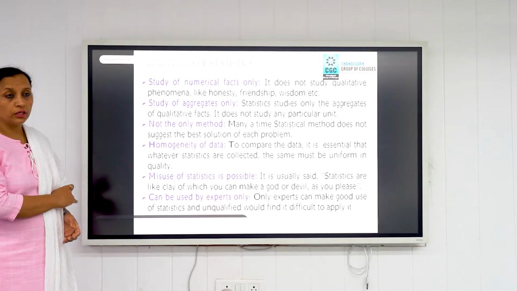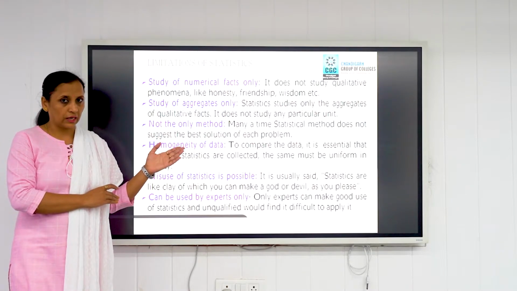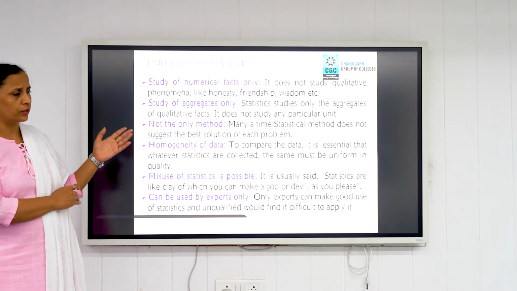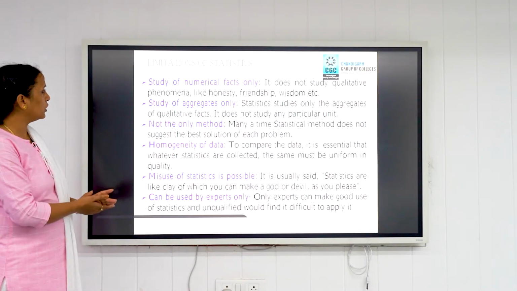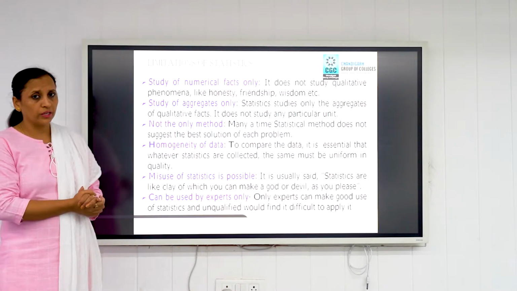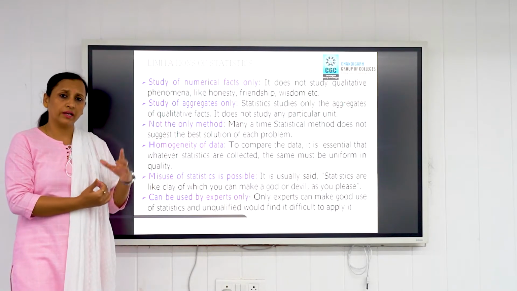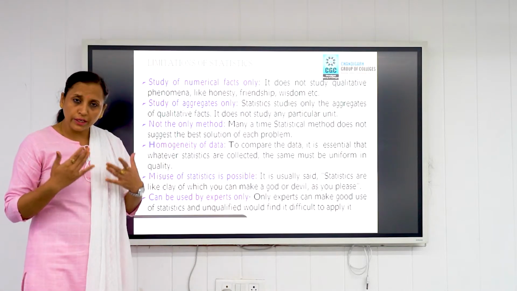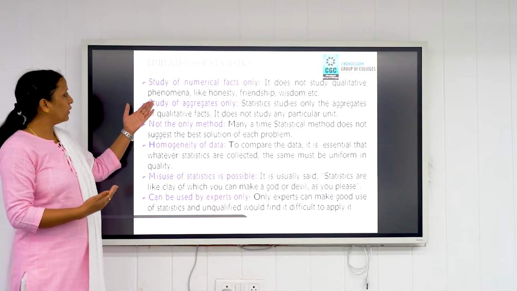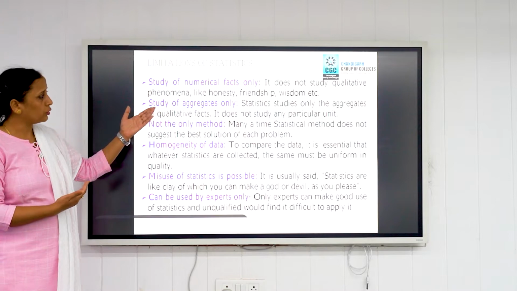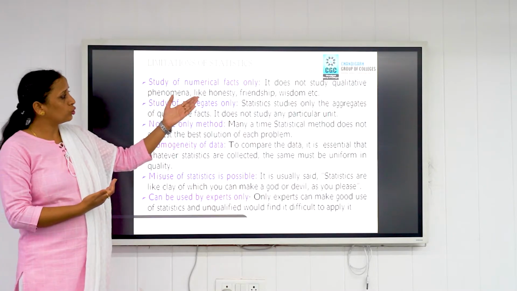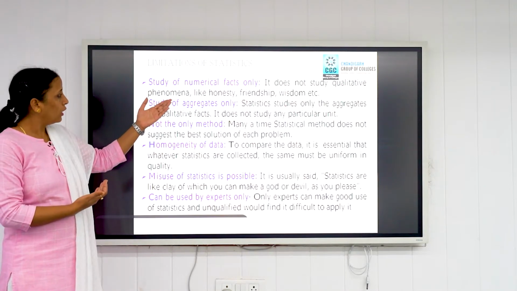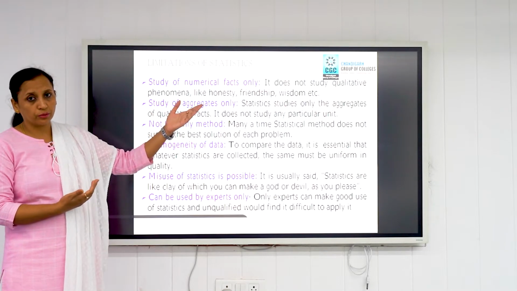Then come to the limitations of statistics. There are many limitations in statistics. The first one is that it studies numbers and facts only, as I described while we collect the data. It should be only in numbers, but this is one of the limitations, because it does not study qualitative phenomena like honesty, friendship, wisdom, etc.